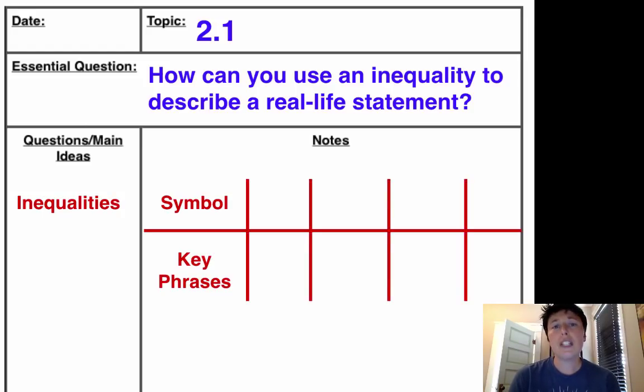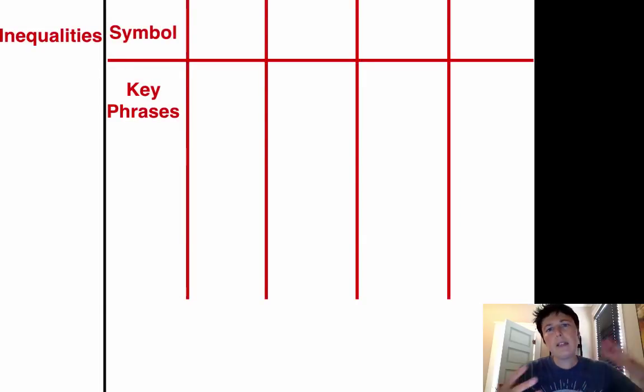Again, if I go fast, just pause the video so you can write all this down. There are a few different types of symbols that you need to know. In my table, I'm going to put a few different lines so we have some spaces, and I'm going to make it a little bit bigger so that you have room to write also. Let's go through these inequality symbols. Here is the first one that we're going to put in our chart. It looks like this. We call this symbol the less than symbol.